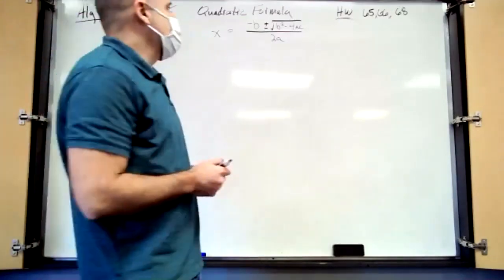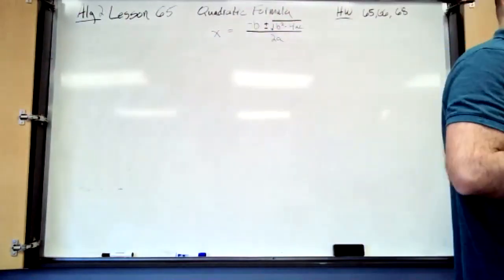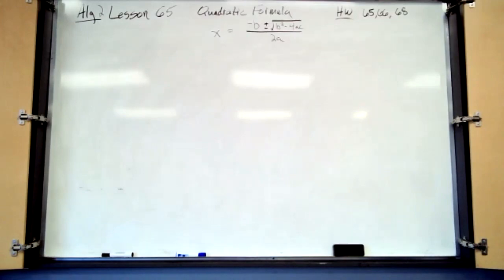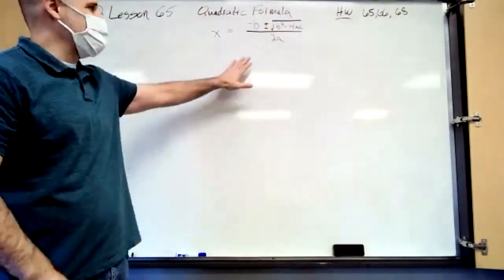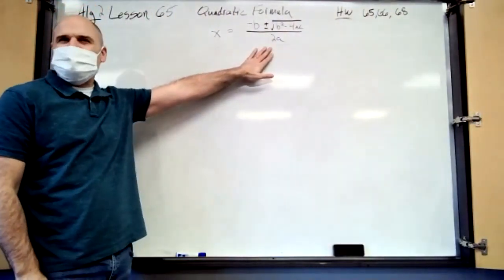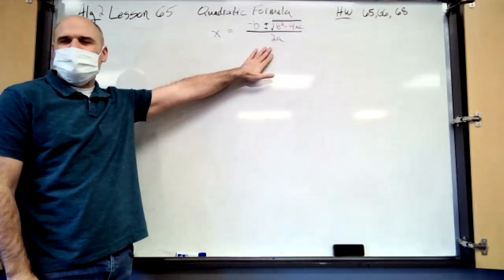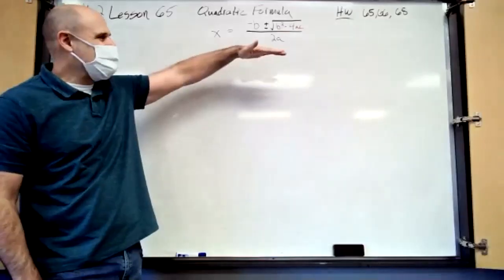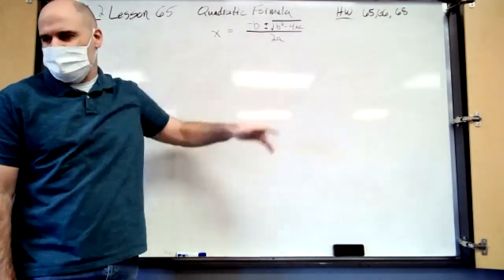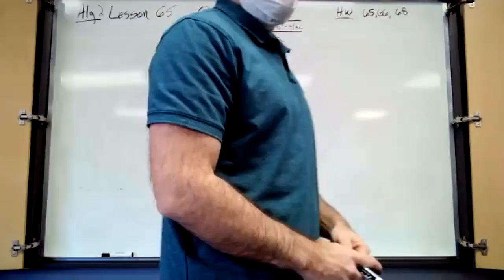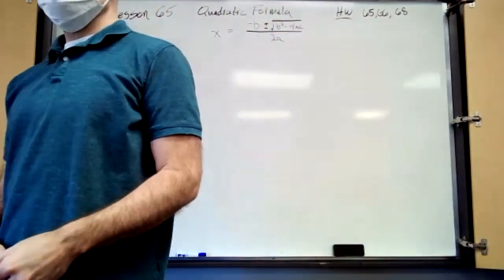Negative b plus or minus the square root of b squared minus 4ac all over 2a, okay? Now there is a way you can derive this formula using completing the square. I think I made it extra credit on one of my tests back in the day, but you can show step by step how to get this formula using completing the square, but you don't have to do it. The only thing you're required to do is to know the formula.